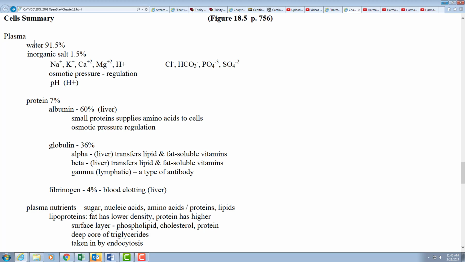Next, in the plasma, of course, plasma is 91.5% water. I'm not looking for the exact percentage. I'm not going to ask you what the percentage of water is in plasma, but you see how high it is. Of course, a lot of salts, mostly sodium and potassium, calcium, magnesium. Negative ions, mostly chloride, so mostly sodium chloride or table salt. Bicarbonate, phosphates, and sulfates.